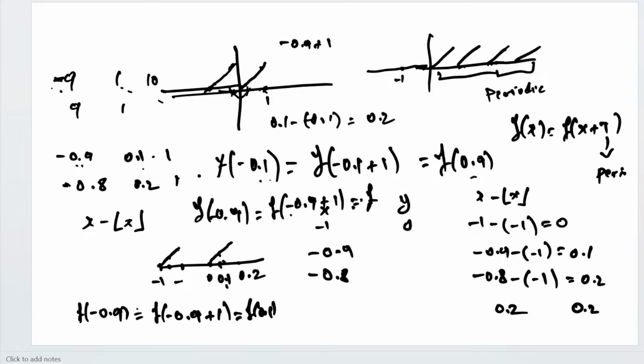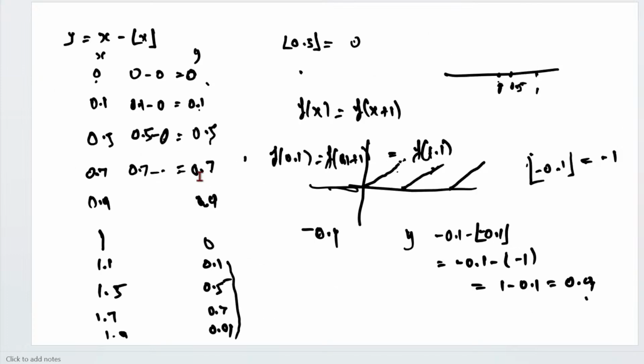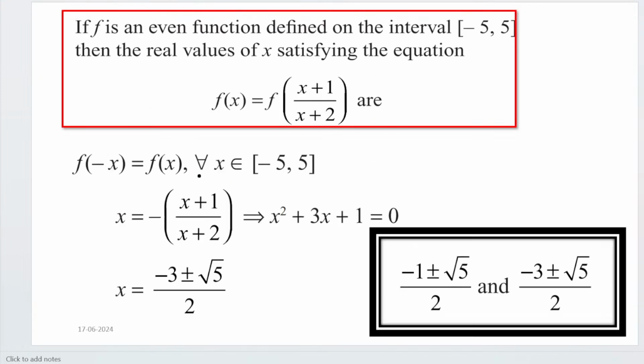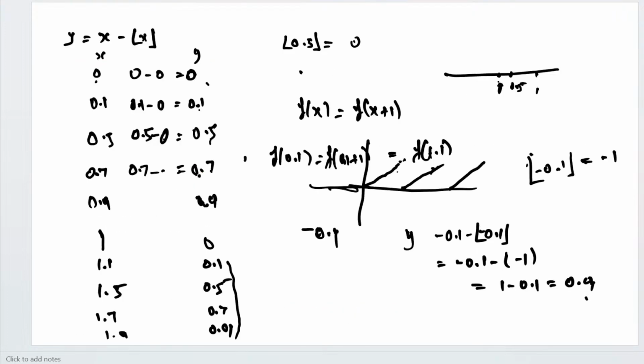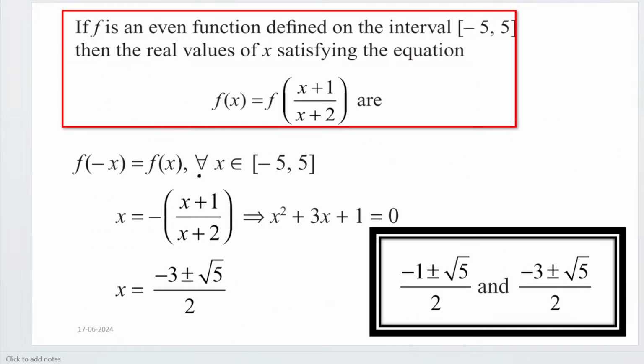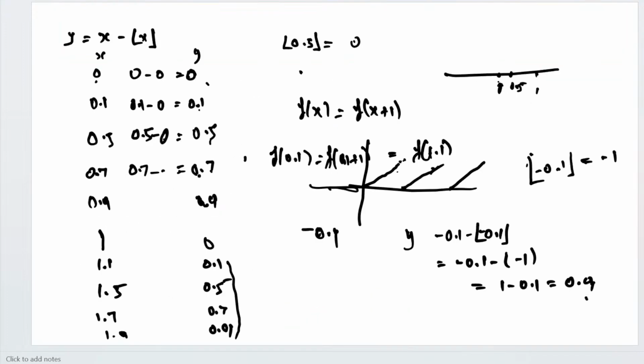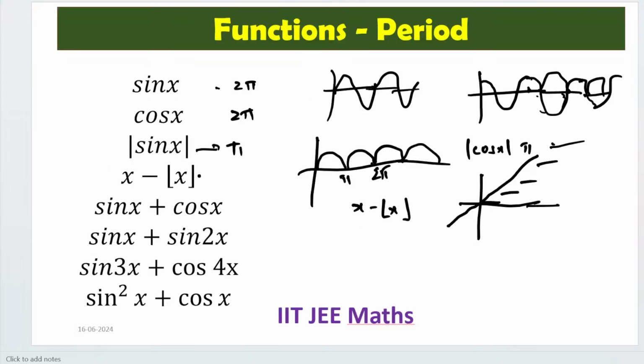So tell me the complete story now. Let's say you have to convince your friend that this graph is periodic: x minus the greatest integer function of x. Now you convince your friend about this.